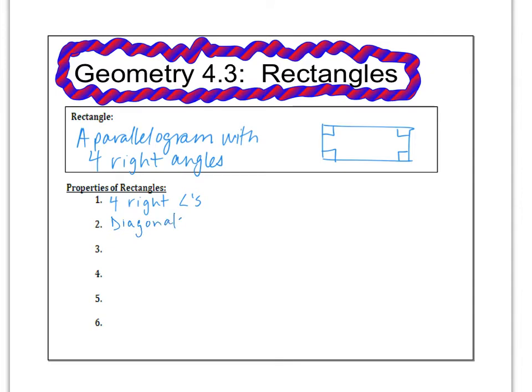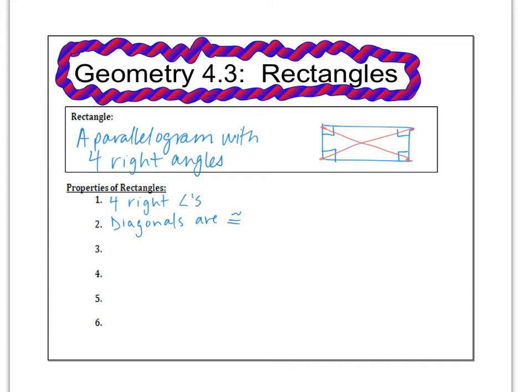Diagonals are congruent. So imagine the diagonals. They go from one corner to the opposite corner. That diagonal that I just drew in red, and then this other diagonal that I'm drawing in red, those two diagonals will be the same length in a rectangle, but they will not be congruent in a parallelogram.